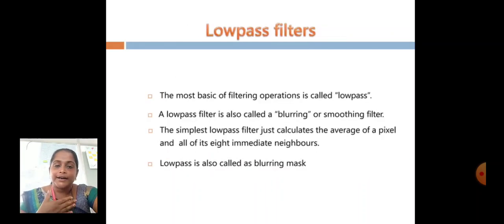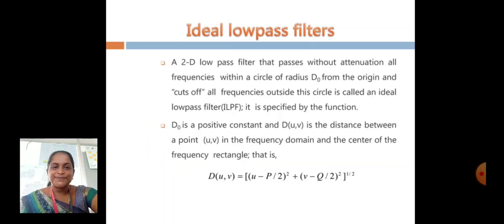In low pass filter, most of the basic filtering operations are done by the low pass filter. The low pass filter is also called a blurring or smoothing filter. The simplest low pass filter just calculates the average of a pixel and all its 8 immediate neighbors. Low pass is also called a blurring mask. Okay, ideal low pass filter.